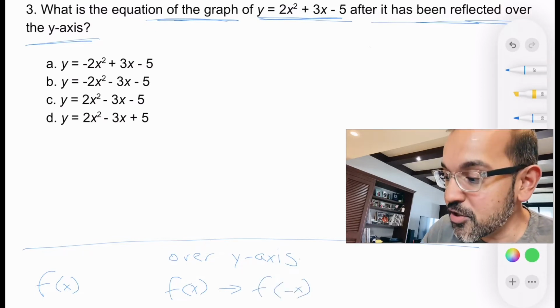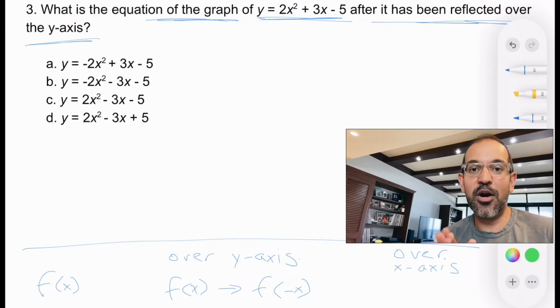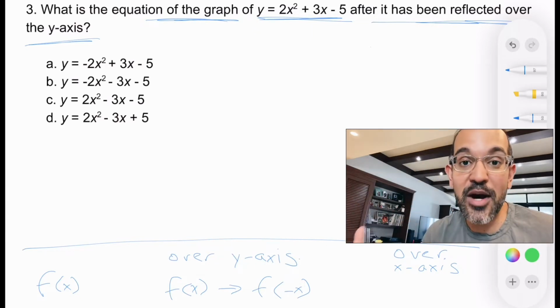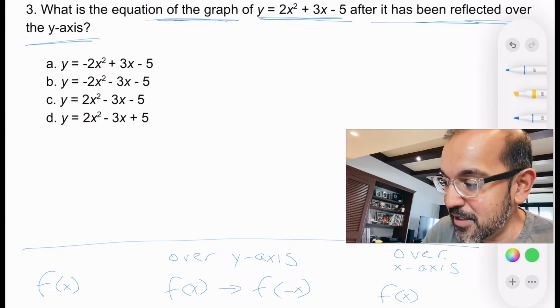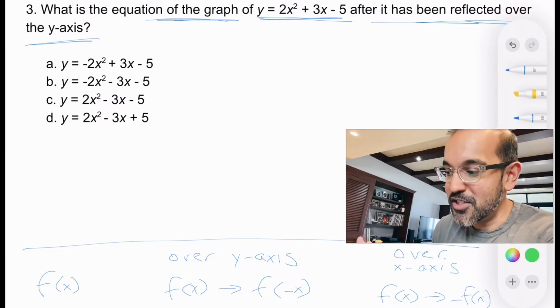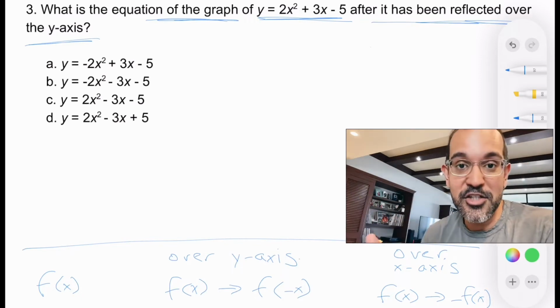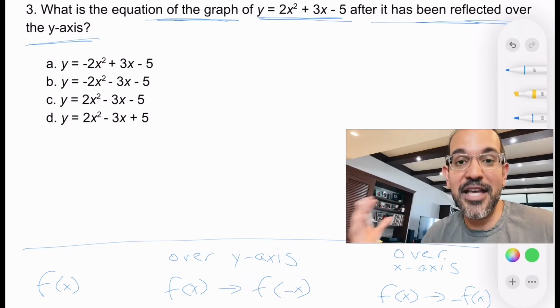Now your other solution, right, is if you're dealing with a reflection over the x-axis, okay? And if you are making a reflection over the x-axis, you change the whole function. You change the y, but most simply, all you do is if you had f of x, it becomes negative f of x, right? So bottom line is, it's the opposite of what you think. If you're reflecting over the y-axis, what happens? You change your x. If you're reflecting over the x-axis, what do you change? You change your y. It's the opposite of what you would think.